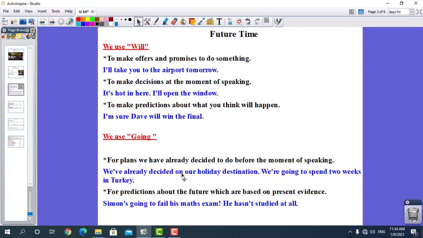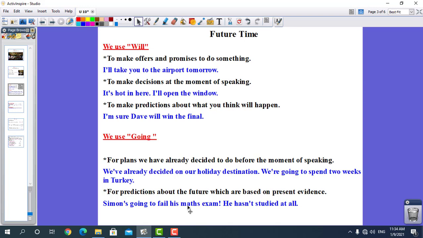We have already decided on our holiday destination. We are going to spend 2 weeks in Turkey. Okay? Number two, for predictions about the future which are based on present evidence, something that you know or have the ability to see now. Simon's going to fail his math exam. He hasn't studied at all.